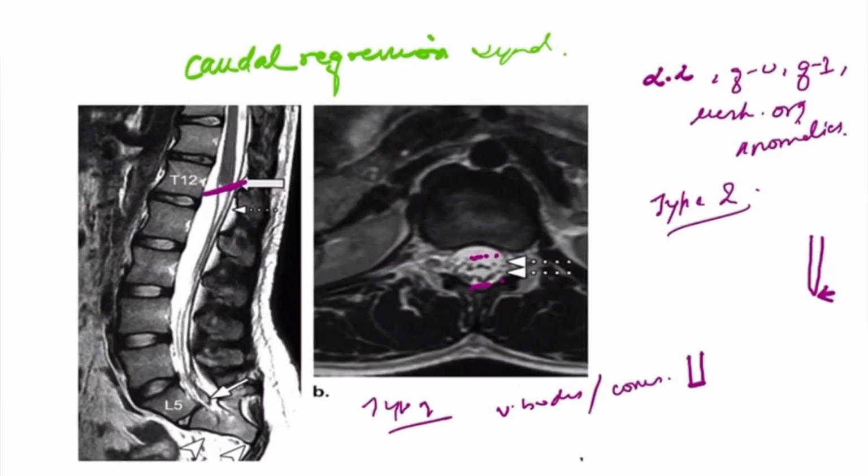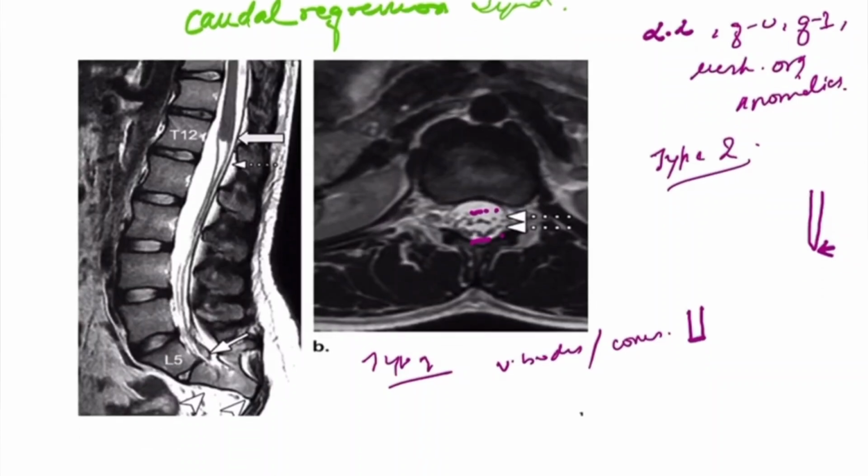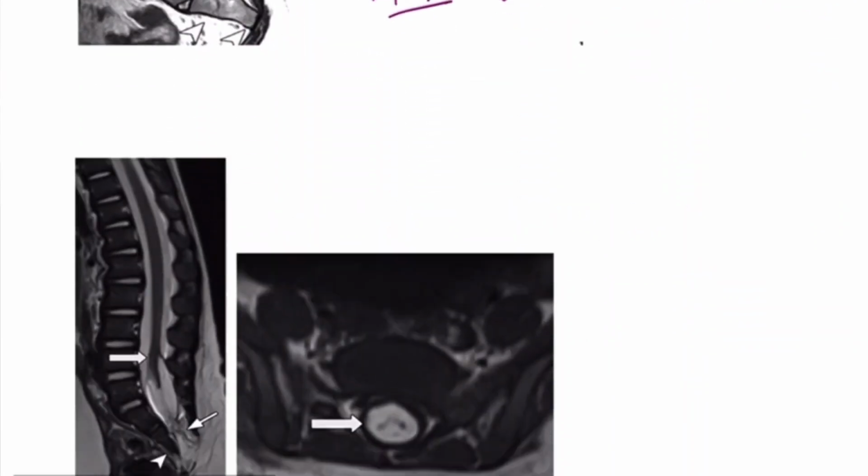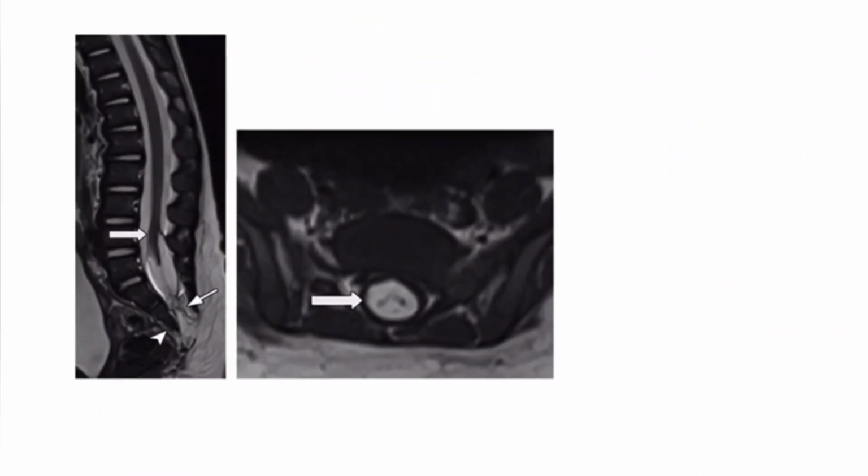Okay, so see, the cord is terminating at a much higher level, then the cord ending is also blunt, then the majority of the sacrum and the coccyx vertebra is not there. Okay, so this is caudal regression syndrome type 1. Next is the type 2, where there is a less severe form of vertebral dysgenesis, like there is segmental agenesis of a few of the sacrum or like coccyx.